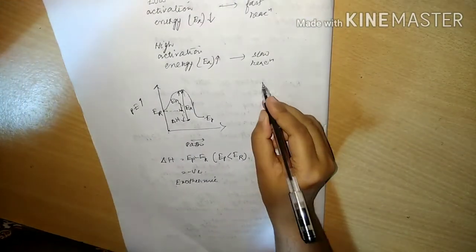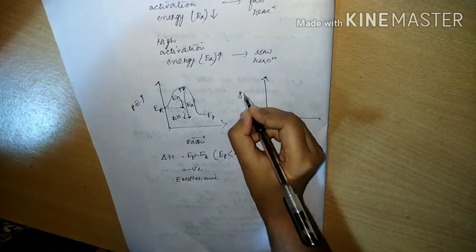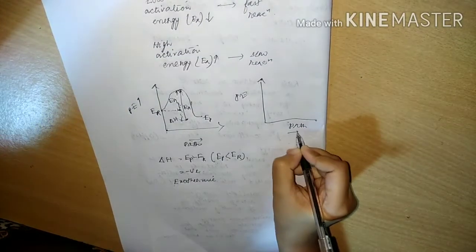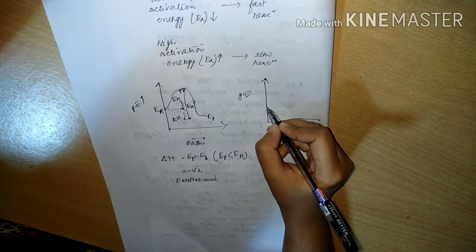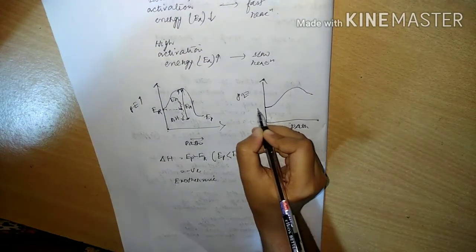Exothermic. Now next I will plot another graph. If I plot the graph, this side potential energy, this side the path, and I am getting the graph like so. This will be what?